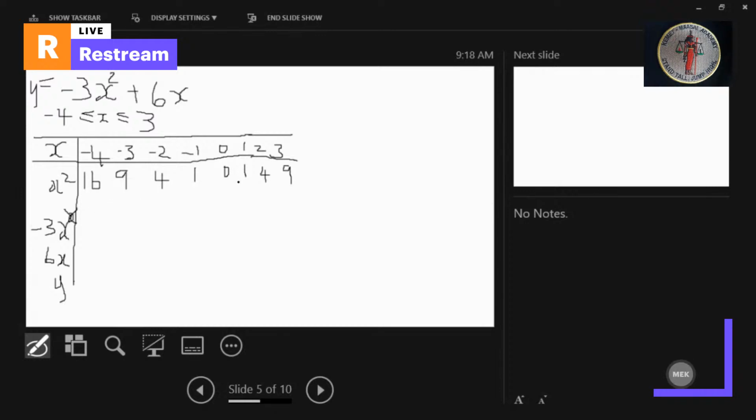Now these x squares, we're going to multiply them by negative 3. So negative 3 times positive 16 is negative 48. Negative 3 times positive 9 is negative 27. Negative 3 times positive 4 is negative 12. Negative 3 times 1 is negative 3. 0. Negative 3 times 1 is negative 3. Times 4 is negative 12. And times 9 is negative 27.